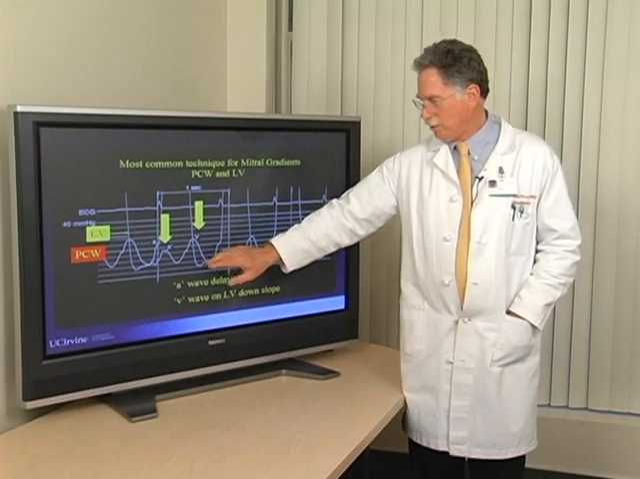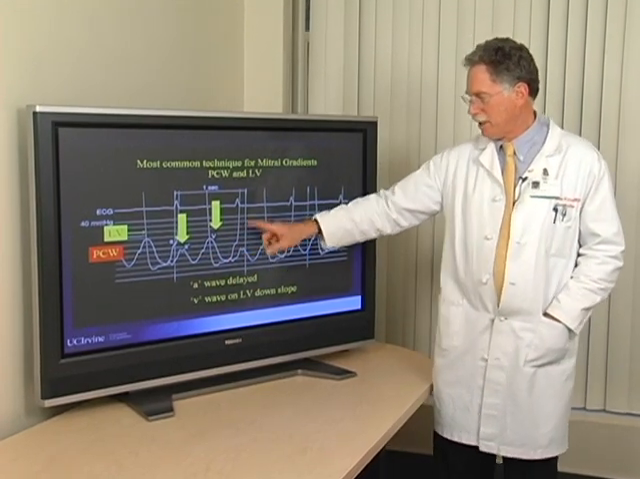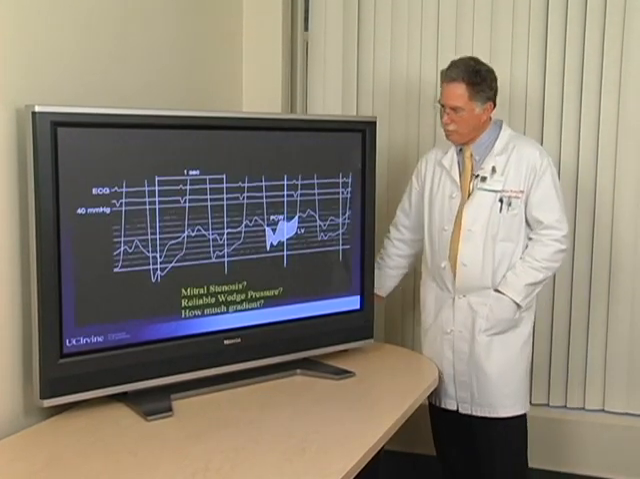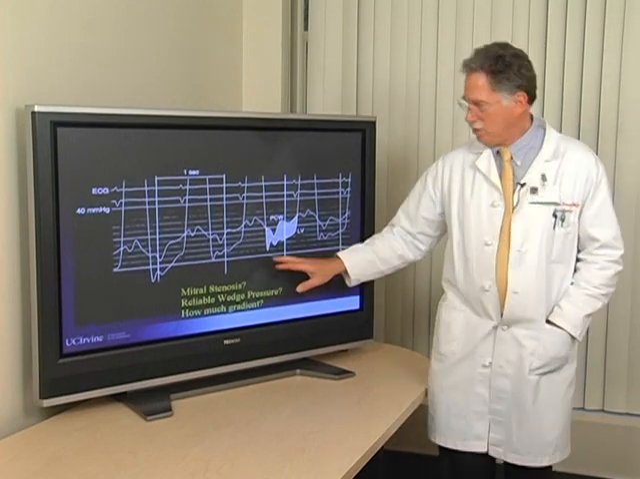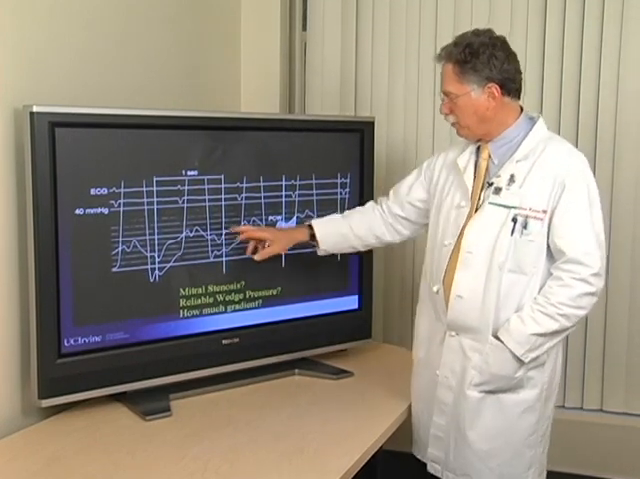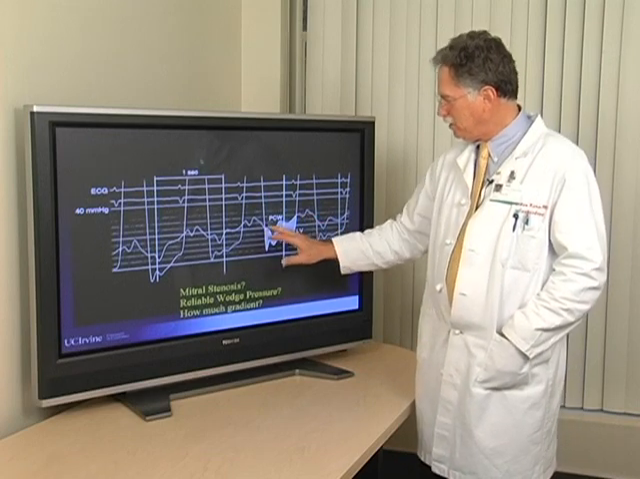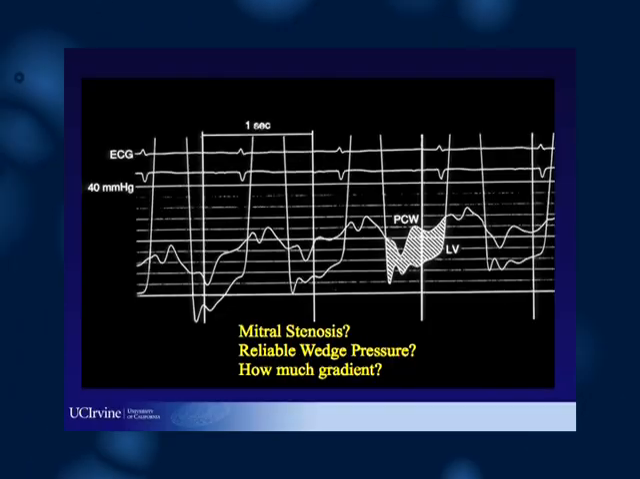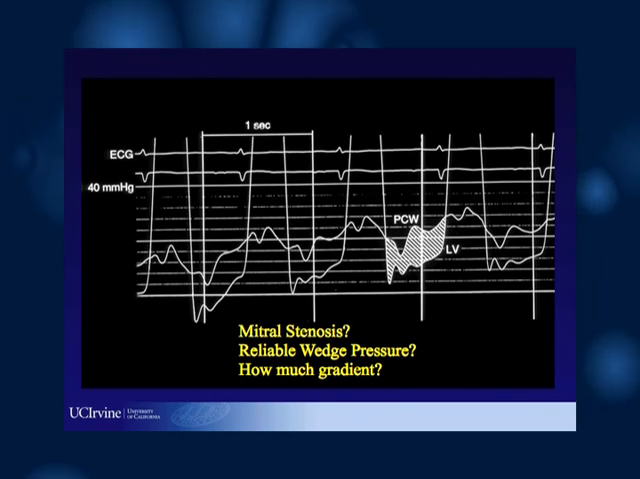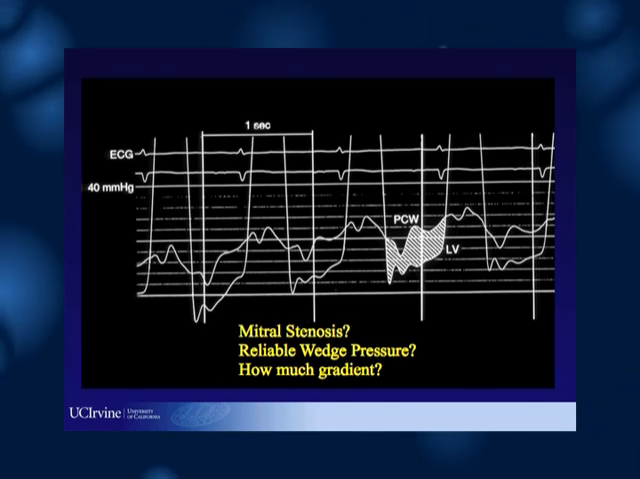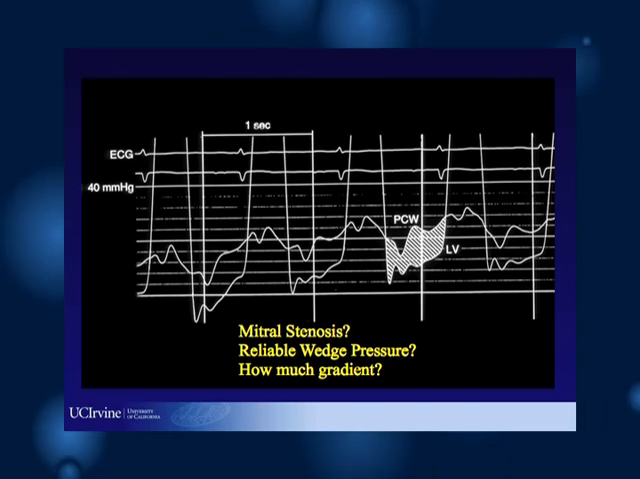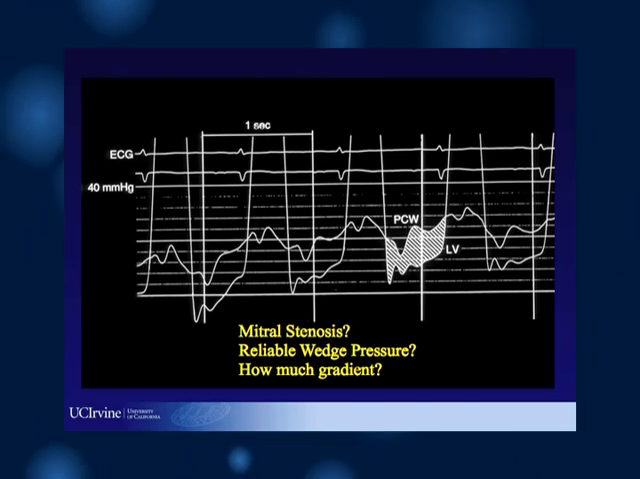Remember, this is the normal pulmonary capillary wedge pressure against LV. And now, when we look in a patient who we believe has mitral stenosis, when we see this pulmonary capillary wedge pressure, we have to ask, is this a real pressure tracing? Does the patient have mitral stenosis? Is this reliable wedge pressure? And how much of a gradient? Now, none of this can be answered if we don't have a good tracing, and this, I put to you, is not a good tracing.